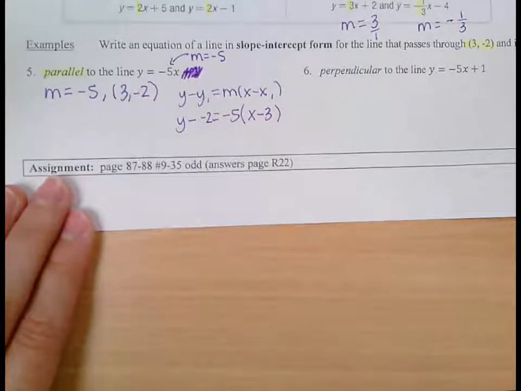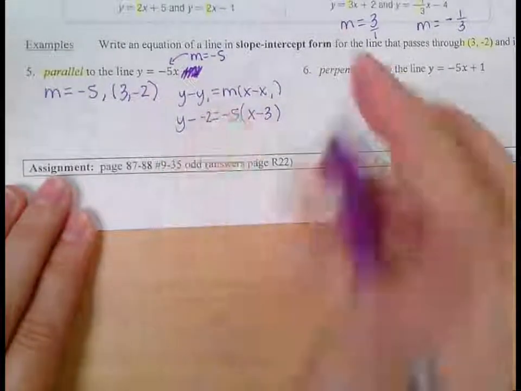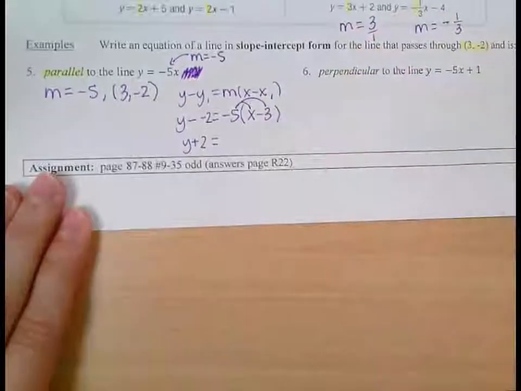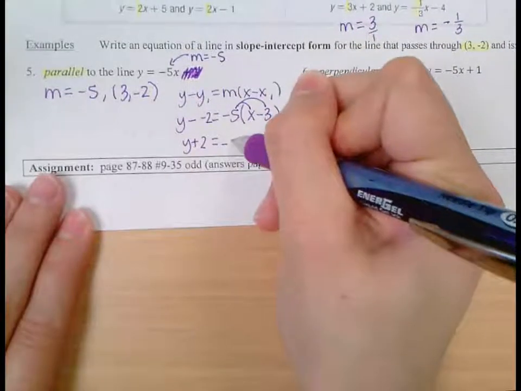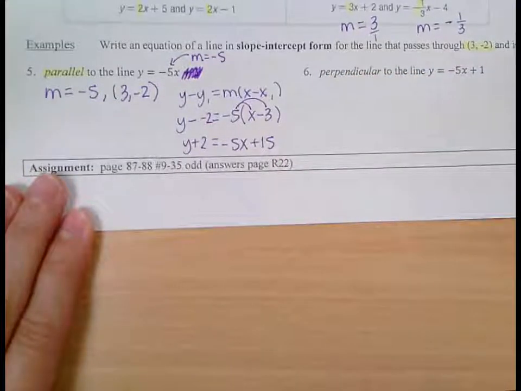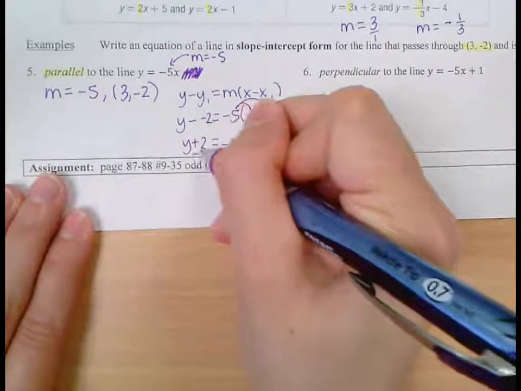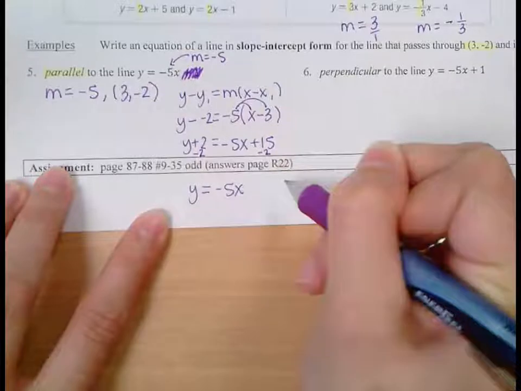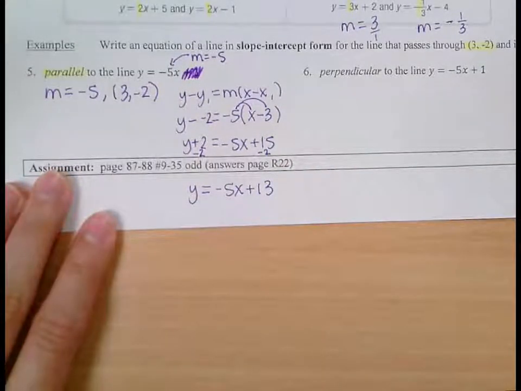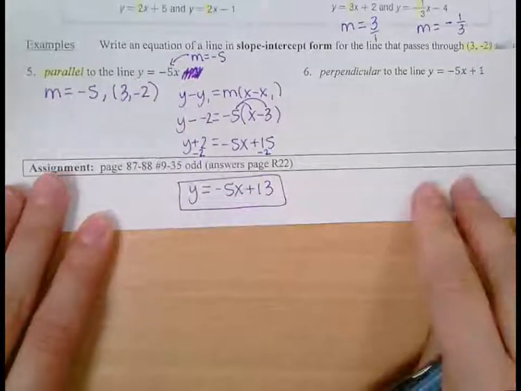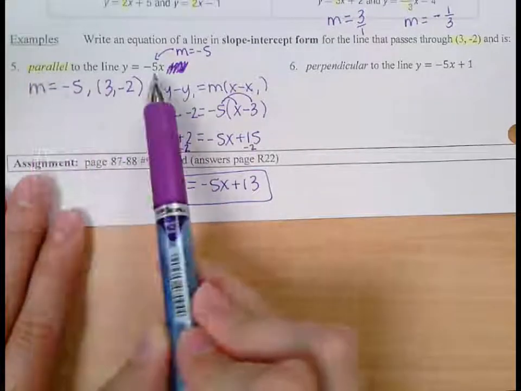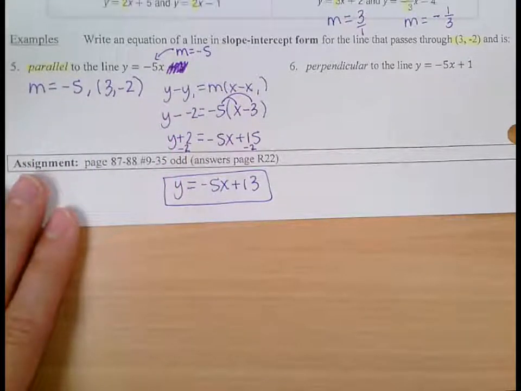And now I just need to solve for y using this form. So again, on the left side, I'm going to just rewrite this as y plus 2. And I have to distribute the -5 on the right side. So that would be -5x plus 15. And then solve for y, so subtract 2 from each side. And my equation is y equals -5x plus 13. So you're only using the fact that it's parallel to that line to find your slope. And then use the points you're given to write your equation. So, questions on that one?